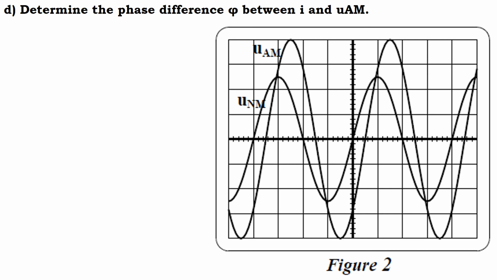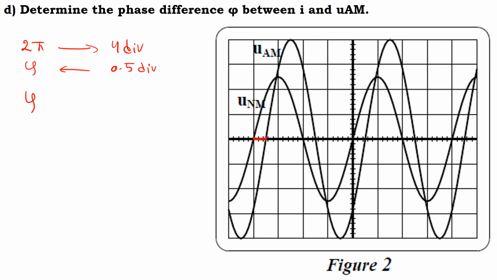Determine the phase difference phi between I and UAM. As we said, one period is 4 squares, or we can say that 2 pi represents 4 divisions. The phase difference is from this point to this point. If we take the small divisions 1, 2, 3, 4, 5, so it is 2.5 small divisions, or half a big square, which corresponds to the phase difference.